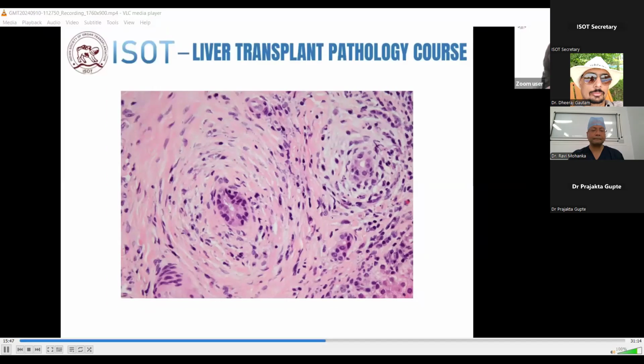whether it's a recurrent PSC or it is a non-anastomotic bile duct lesion. So to call it a recurrent PSC, we should ideally have a history of PSC, proven PSC prior to transplant.